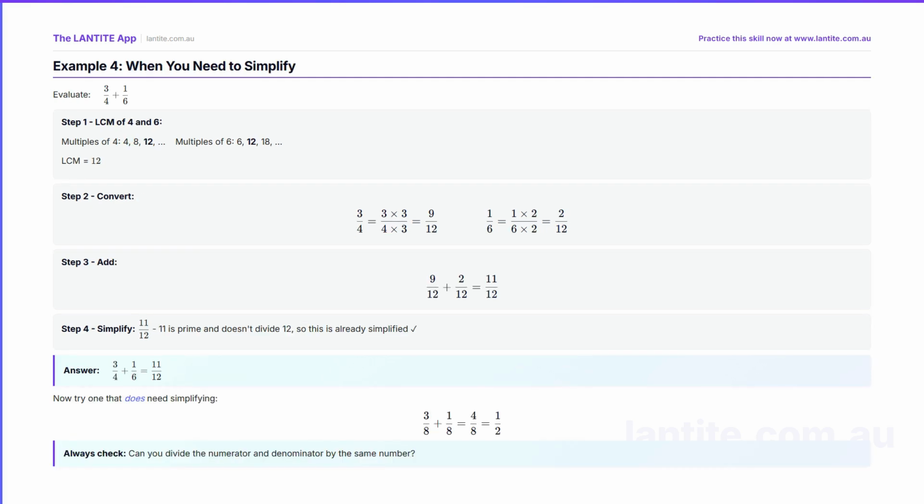Here is 3/4 plus 1/6. The LCM of 4 and 6 is 12. 3/4 becomes 9/12. 1/6 becomes 2/12. Adding gives 11/12. Since 11 is a prime number that does not divide 12, it is already simplified. But always check your answers. Look at the simpler case on screen. 3/8 plus 1/8 is 4/8, and that simplifies to 1/2. Divide both 4 and 8 by their greatest common factor, which is 4.